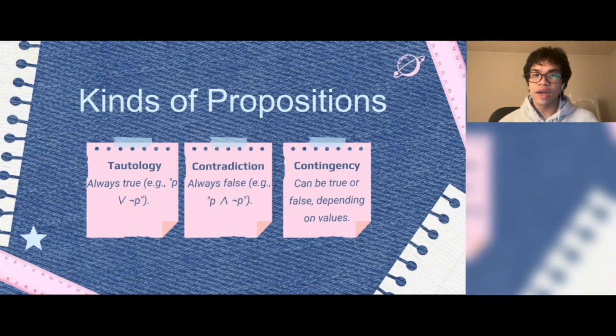Next, we'll talk about kinds of propositions. There are 3 in total. The first one is tautology, where the statement is always true. The second is contradiction, where the statement is always false. And finally, we have contingency, and the statement can be true or false depending on the values given.